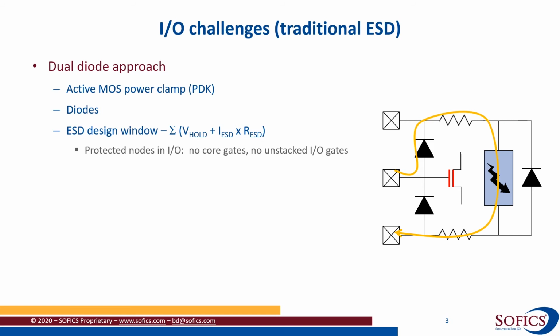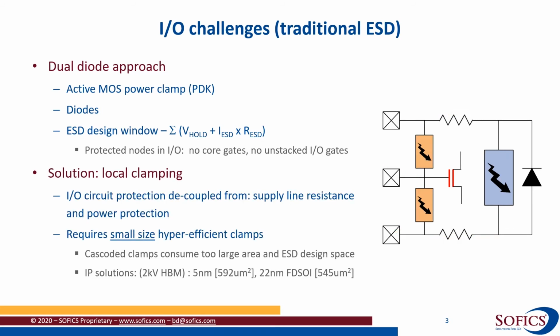So how do we improve that? Well, the solution to that is called local clamping. Local clamping will use bidirectional clamps between the signal path and the ground and the signal path and the supply. As such, it decouples the flow of the ESD stress from the power clamp, which may be distant and which also will introduce a voltage drop across power line resistance, both in the positive supply and the negative supply.